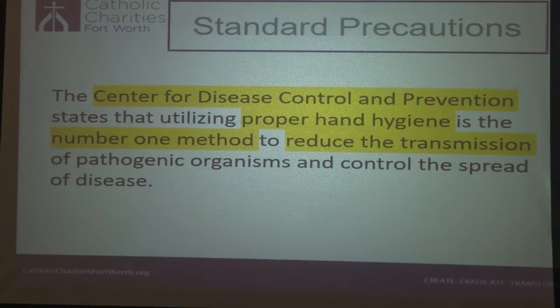The Center for Disease Control and Prevention states that utilizing proper hand hygiene is the number one method to reduce the transmission of pathogenic organisms and control the spread of disease. Washing hands is the most important method of infection control. Standard precaution is necessary. You can't always tell or know that someone may have a transmittable disease, and that's why you want to handle it all as if it is infected.